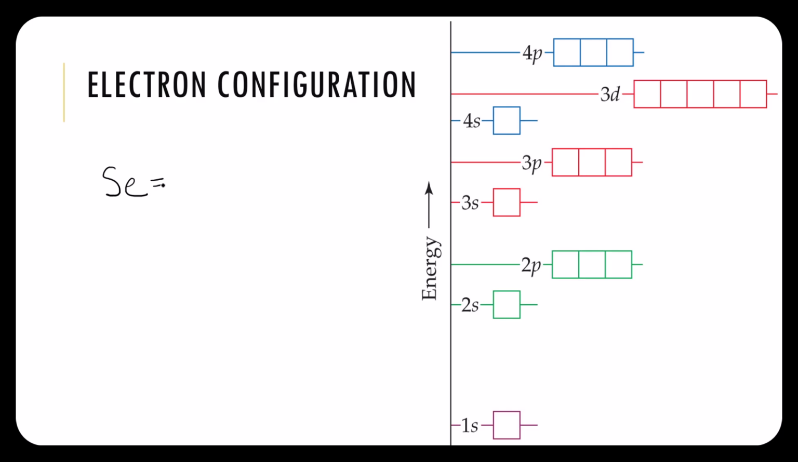All right. So this guy has how many electrons? 34. Holy moly. So I'm just going to start putting them in.